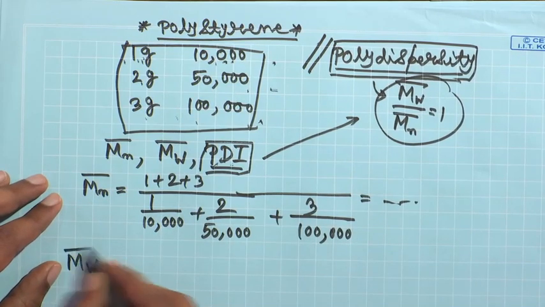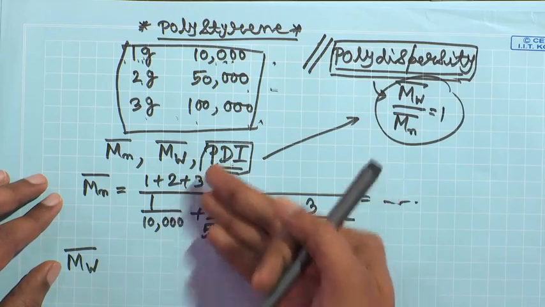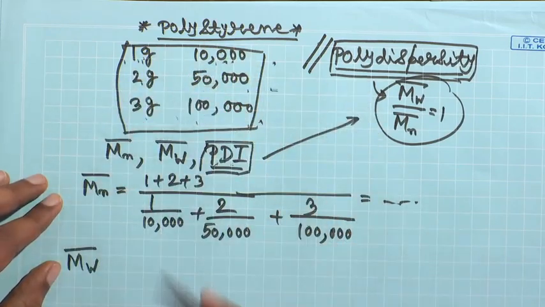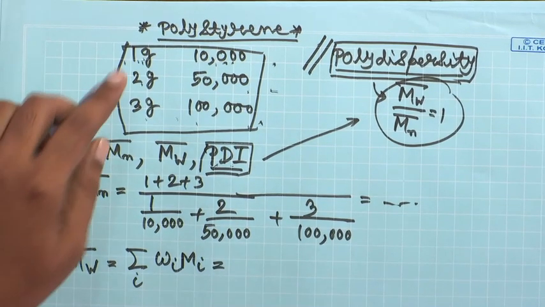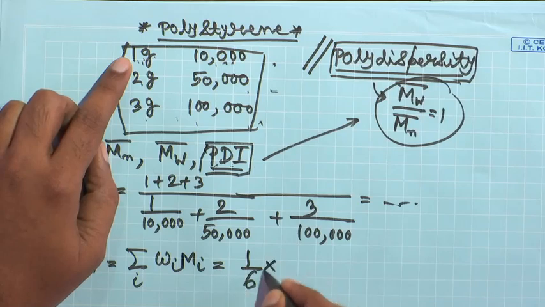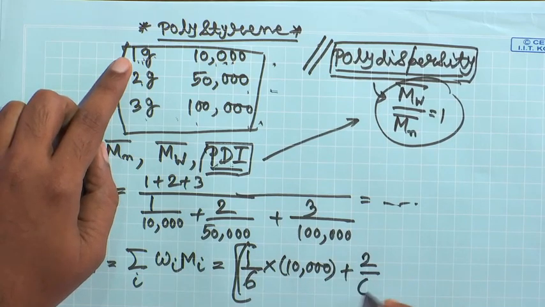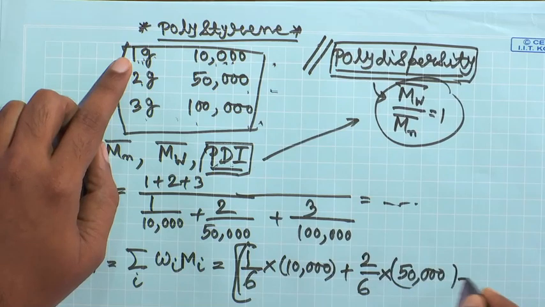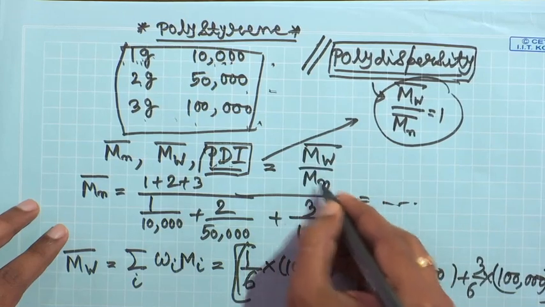So, what is the value of Mw? I am trying to work out this problem in order to give you an understanding about the formula that I have drawn, and to understand the significance of that formula in terms of problems like this. Mw is the sum over all the weight fractions multiplied by Mi, which is the molecular weight. Total weight is 6 grams, so the weight fraction of the first sample is 1 divided by 6, multiplied by the molecular weight 10,000. Like this you add all of them up, 2 by 6 into 50,000 plus 3 by 6 into 100,000, and then you get the value of Mw. The polydispersity index is equal to Mw by Mn, which you can work out.